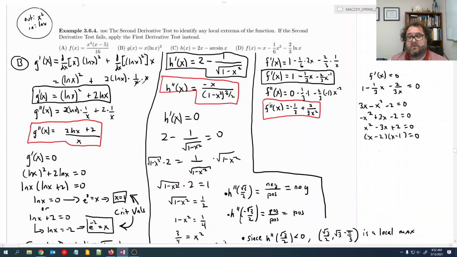And now that we're factored, according to the zero factor theorem, we can say either x minus 2 equals 0 or x minus 1 equals 0, which give us the critical values, at least initially, x equals 2 and x equals 1. Okay, so those should be our critical values. We'll need to check them, of course, in just a sec.